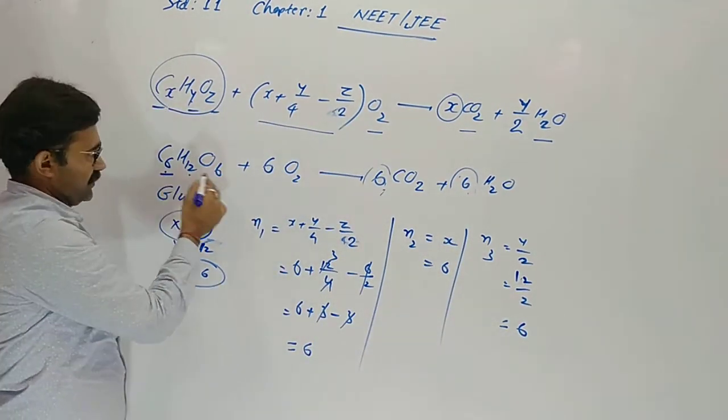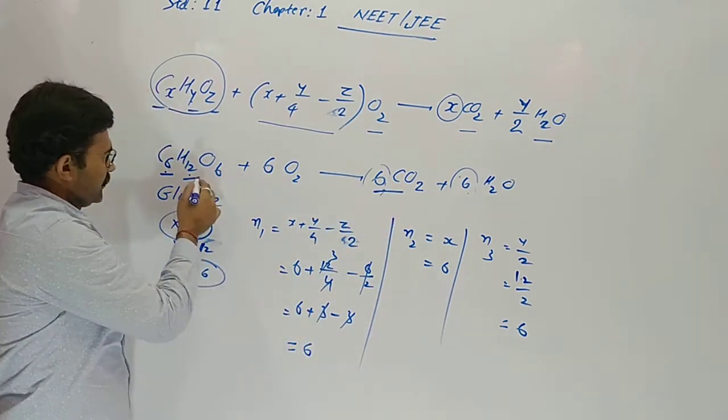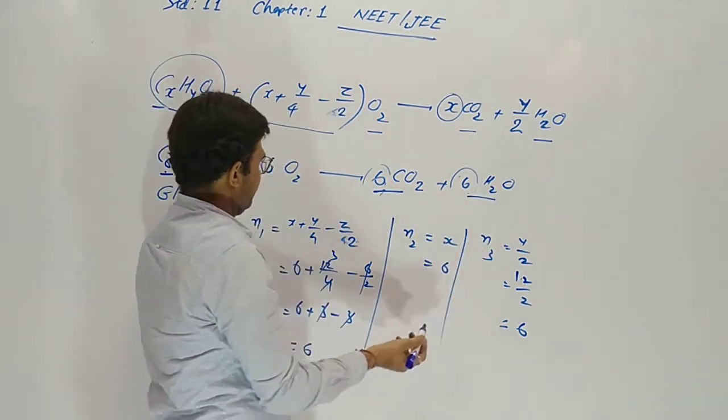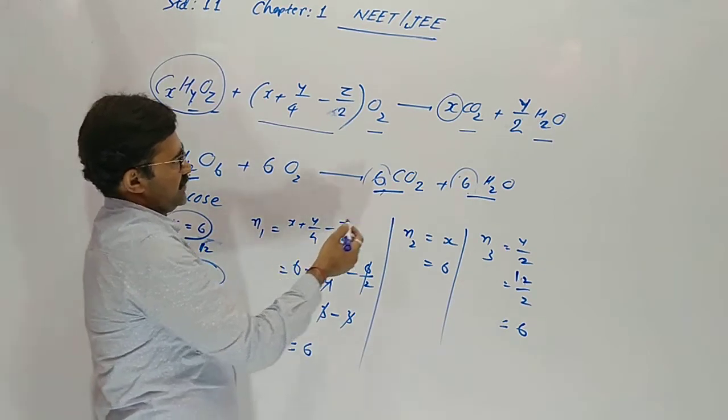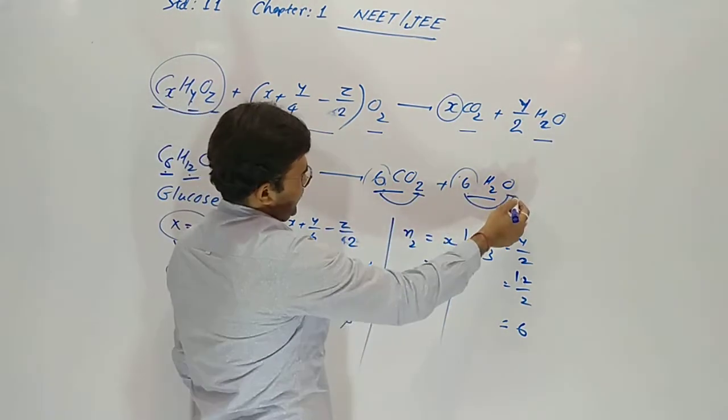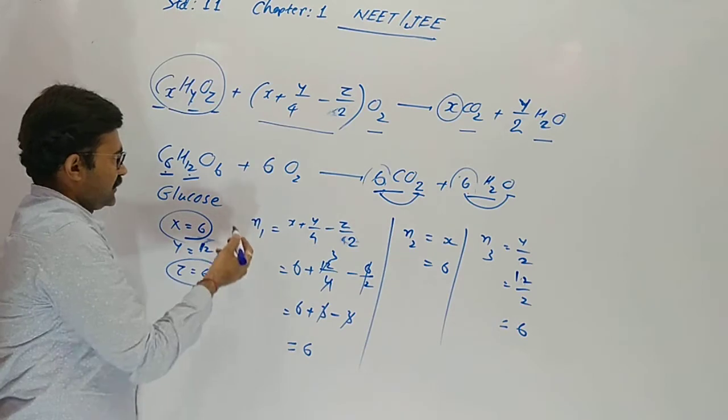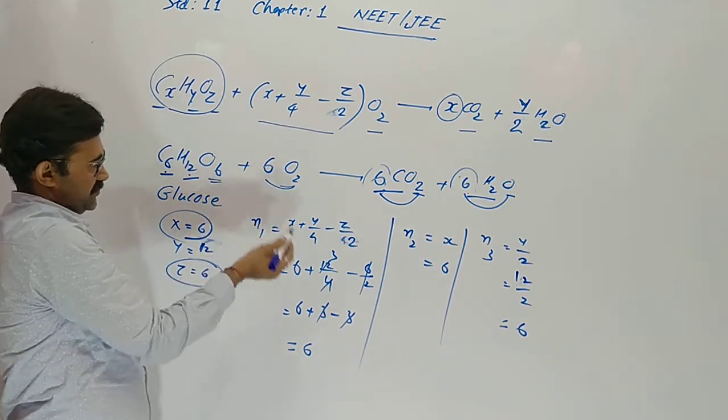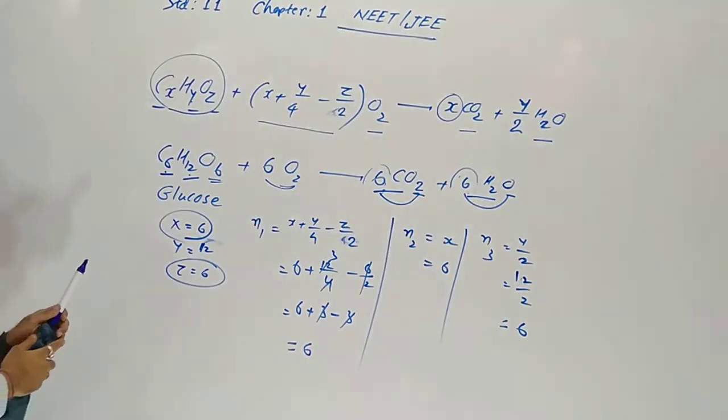Now 6 carbon, 12 hydrogen, and oxygen: 6 twos are 12 plus 6, total 18. This is the balanced equation.